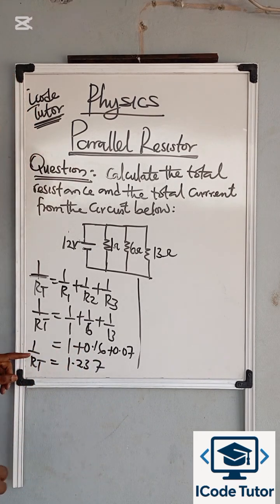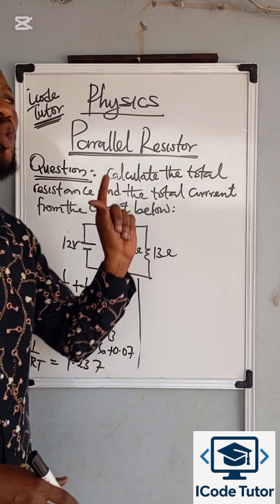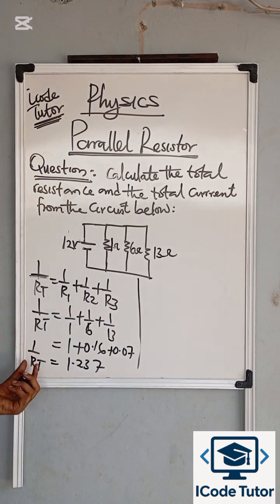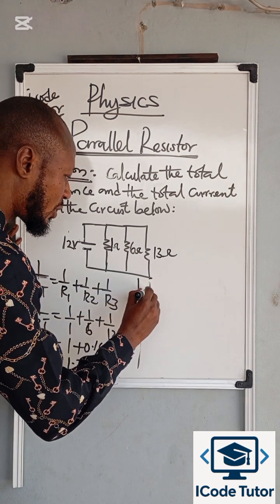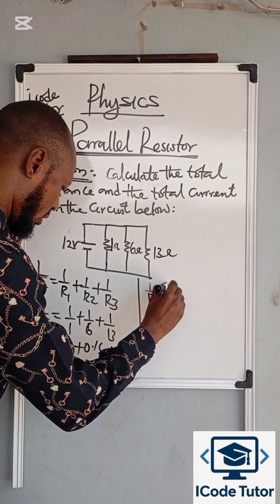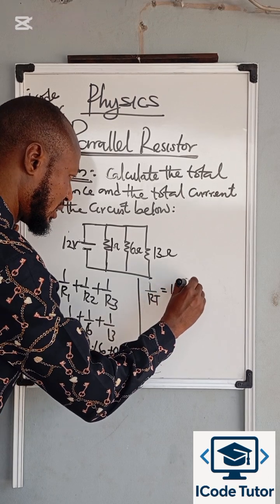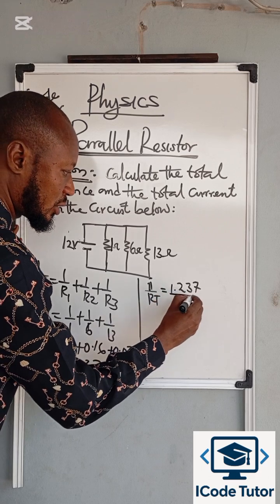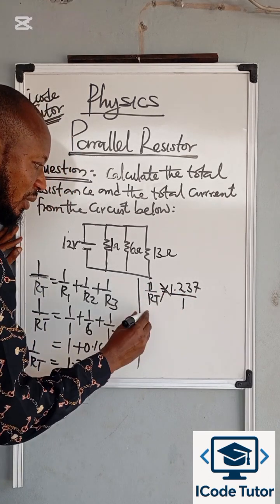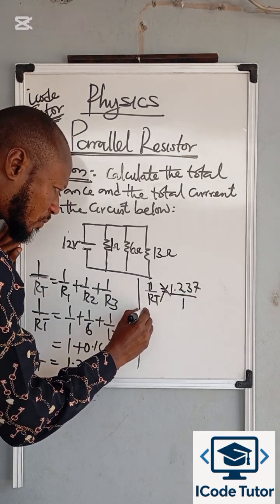Now the next thing is that the question asks us to find the total resistance, not the inverse of the total resistance, because what we have here is the inverse. That means we need to invert this. Since we have 1 over R total equals 1.237, and this looks like a fraction, let this one also look like a fraction over 1. Now cross multiply.